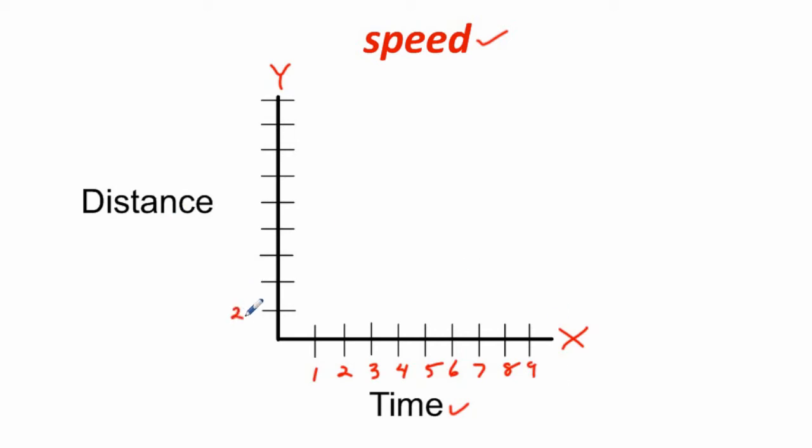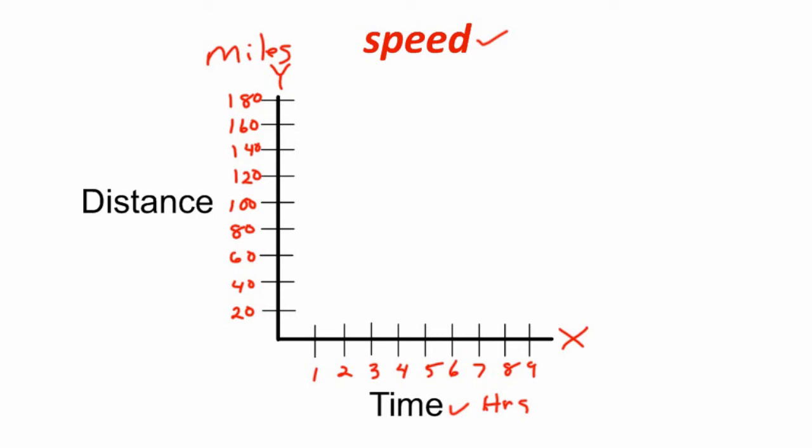And I'm going to say 20, 40, 60, 80, 100. This would be 120, 140. You want to keep these increments, or these intervals, the same amount. 160, 180. Okay, so we'll say that that represents miles, and this represents hours.